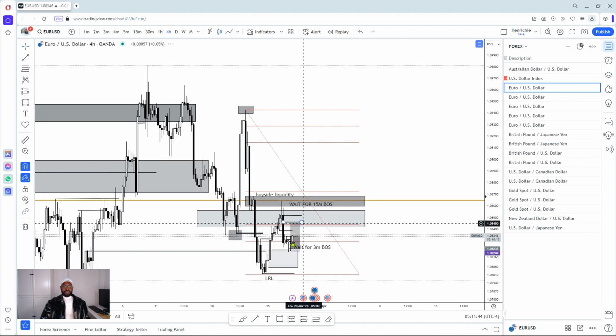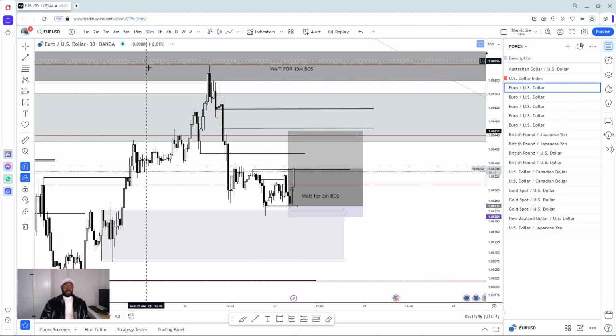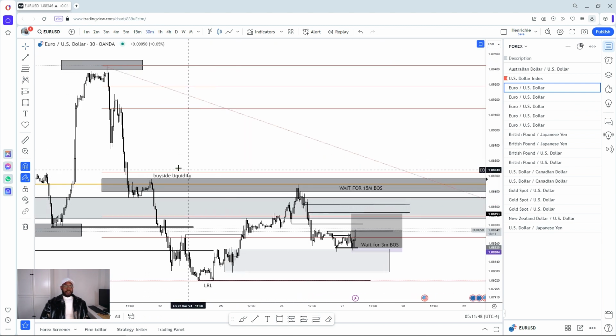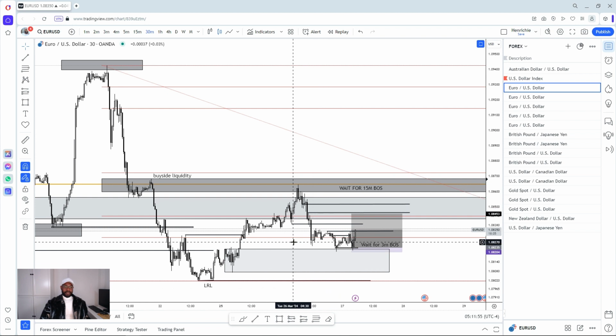So that is the reason why I'm still looking forward to see the euro go to the upside, potentially this buy side liquidity. You can see this key level I outlined on Monday. We mitigated it and we dropped down, breaking structure. So if I was looking for a sell, this would have been me looking for a sell from here.